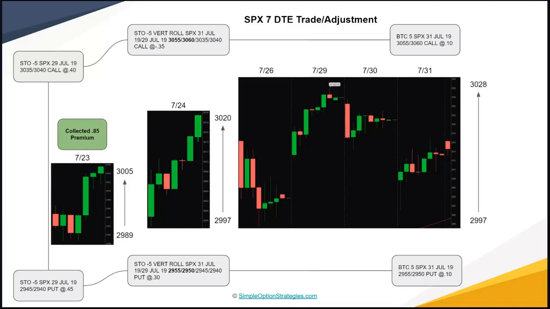Collected 85 cents at the beginning, paid 5 cents to roll, right? If you consider both sides of that trade, and I closed the trade for a 60-cent profit. Okay. I did not lose on this trade just because I rolled it for a debit. Keep that in mind. You're always rolling and managing for risk, not for profit.